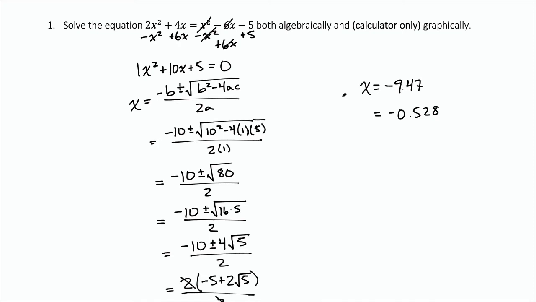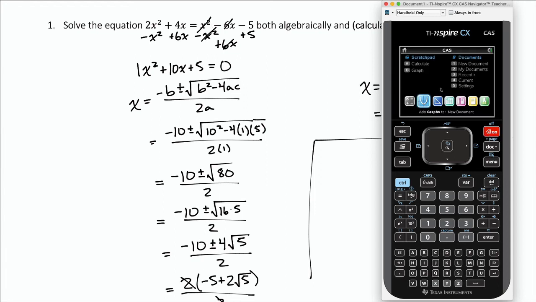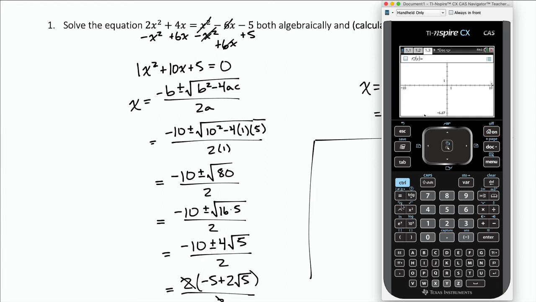All right, so that's using the zeros of this x squared plus 10x plus 5. The other option in the calculator is to just graph both sides of this original equation. So if we go into our calculator, let's go ahead and get a new graph. We're going to graph both of these. So 2x squared plus 4x. Okay, we'll graph that. And we'll graph this one here.